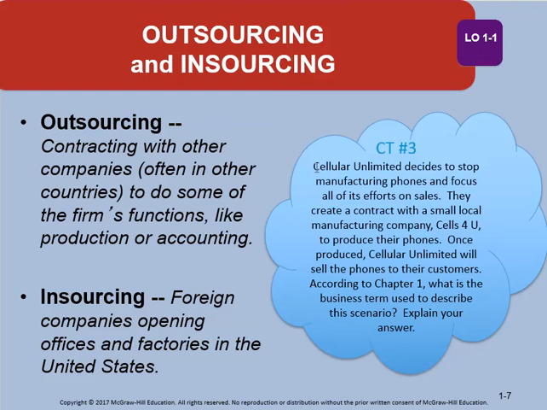Which brings us to critical thinking number 3, where this company decides to stop manufacturing phones and focus all of its efforts on sales. They create a contract with a small local manufacturing company that wants to produce the phones. So according to chapter 1, what term is used to describe this scenario? Hopefully from this slide you know the answer.